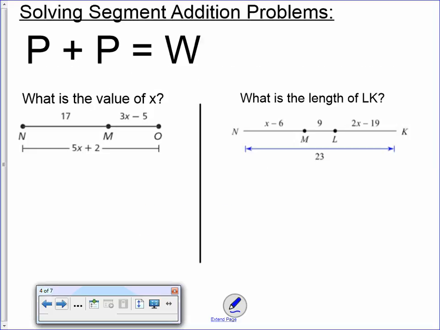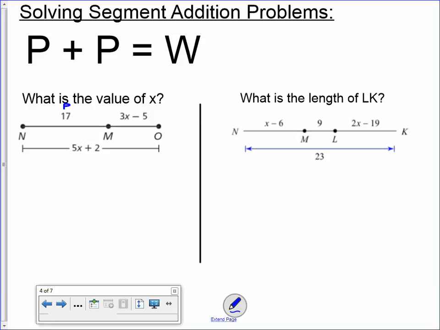The big idea when you are solving segment addition problems is piece plus piece equals whole, or part plus part equals whole. When I look at this first example question, it says what is the value of x? I have line segment NO. It's broken into 2 pieces, which tells me the 2 pieces added together equal the whole thing. So one of the things I like to do is label what's a piece and what's the whole thing.